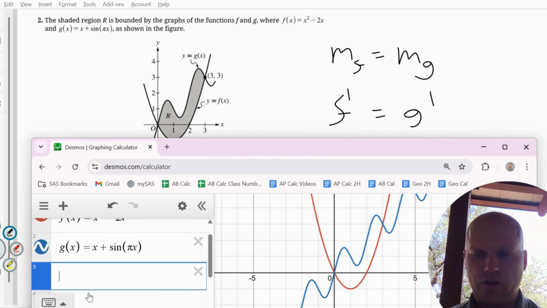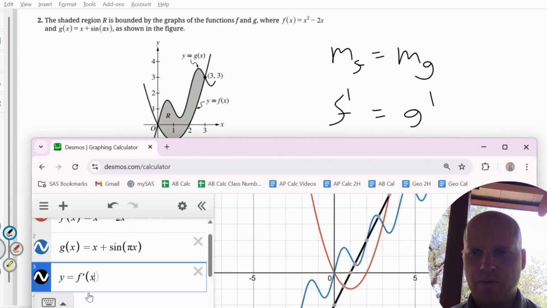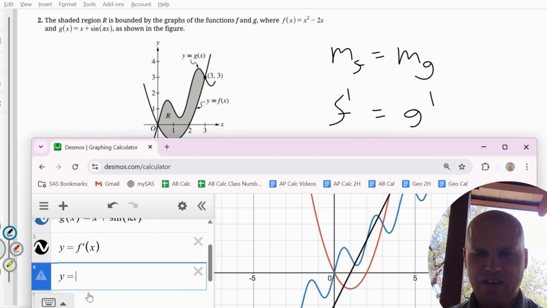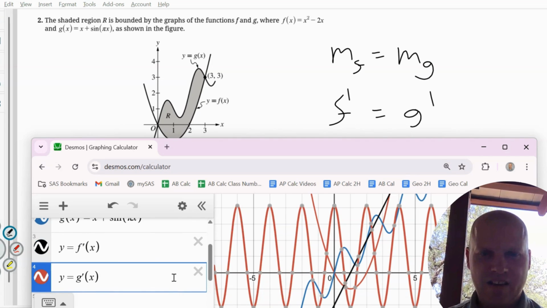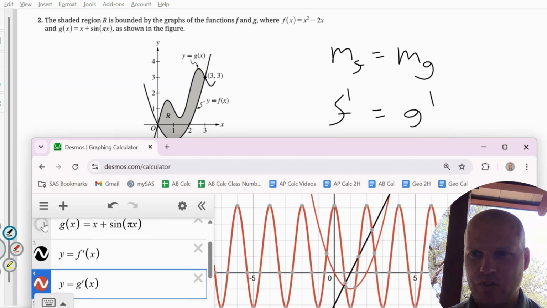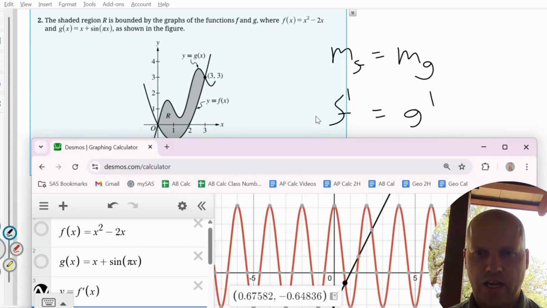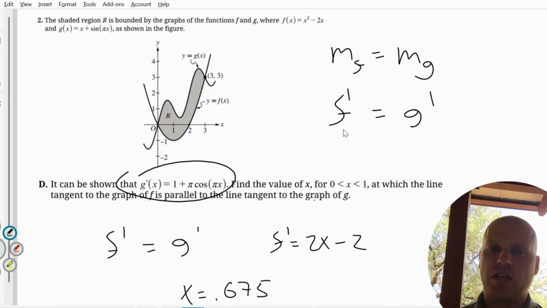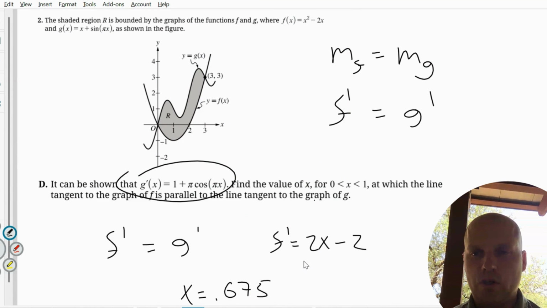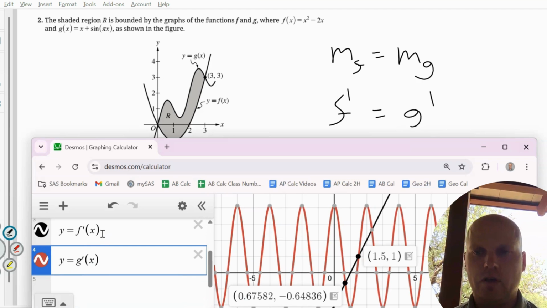And you know what's great? You could actually graph y equals f prime and y equals g prime. This is one way around it. And you could find where f prime equals g prime, 0.675. Yeah, look at that. So you actually didn't have to find the derivative. So I would be interested to see, did you find the derivative? Did you have to find the derivative? Or could you have just graphed the derivatives using Desmos? You're good. Cool.